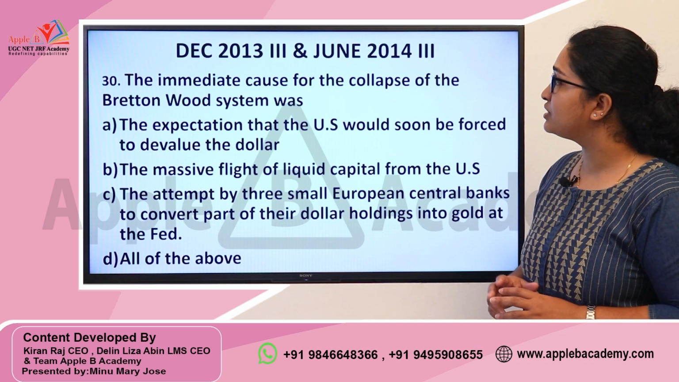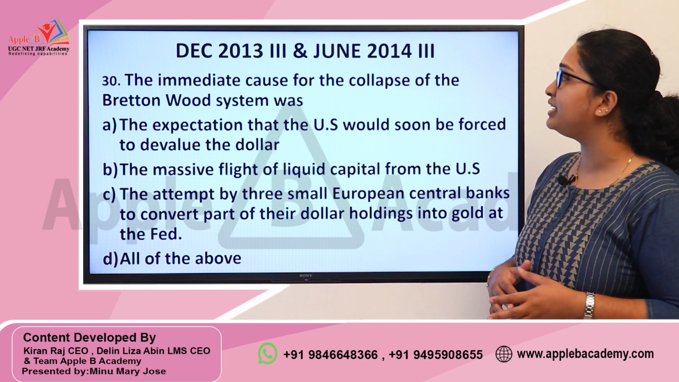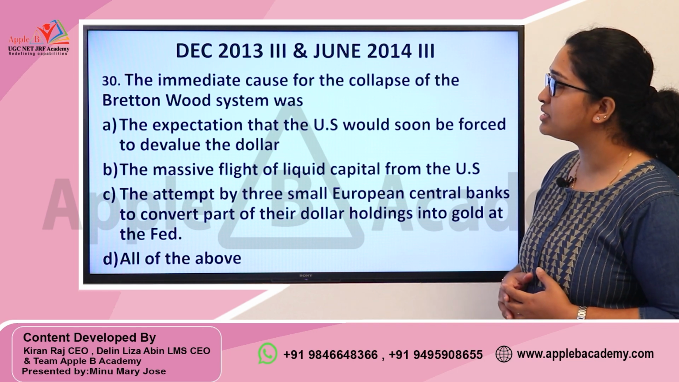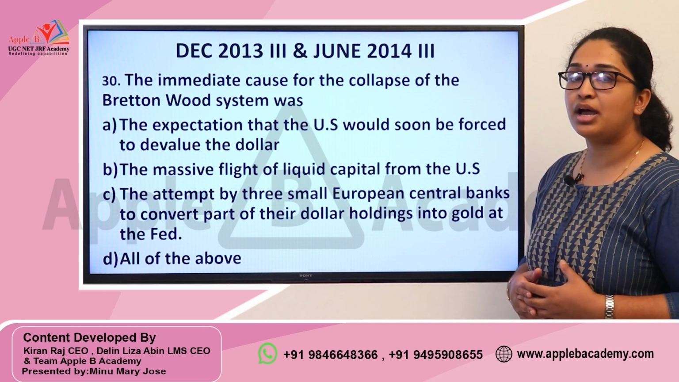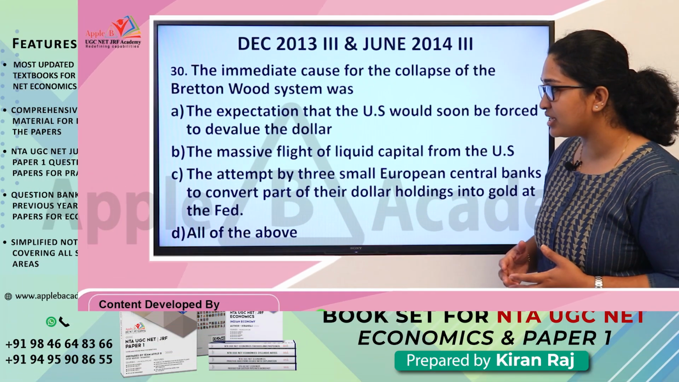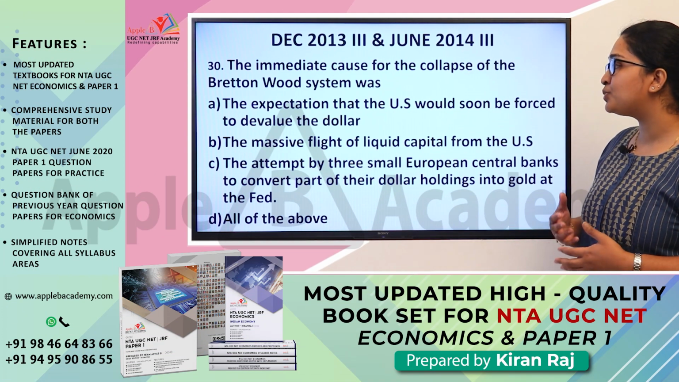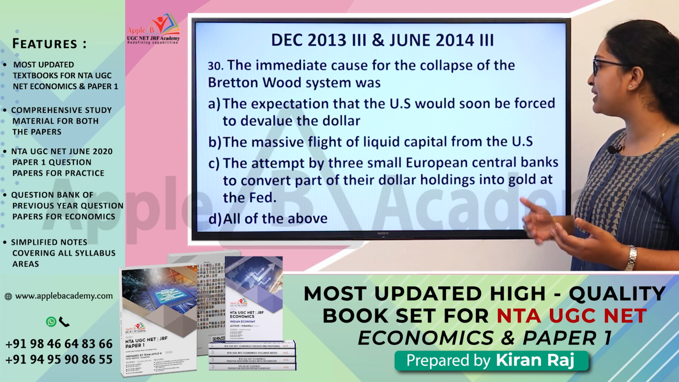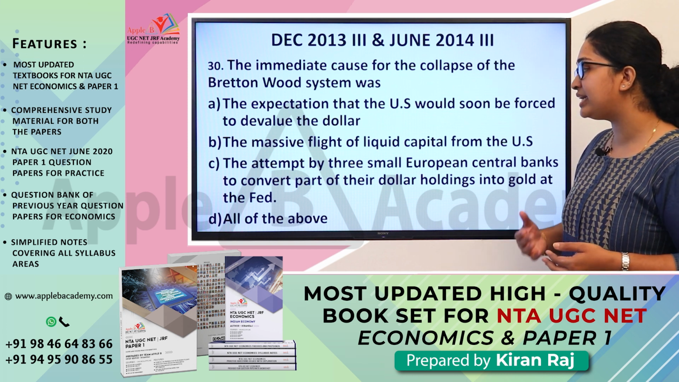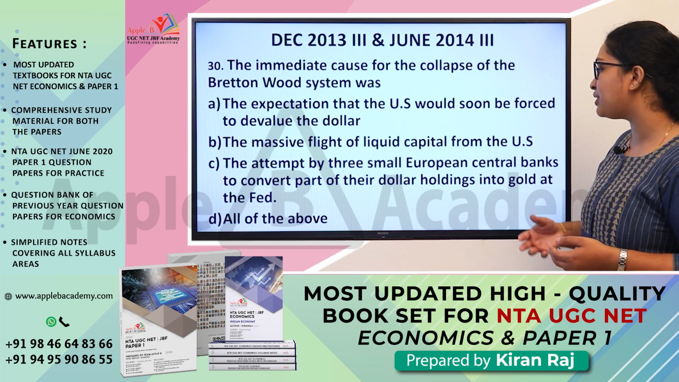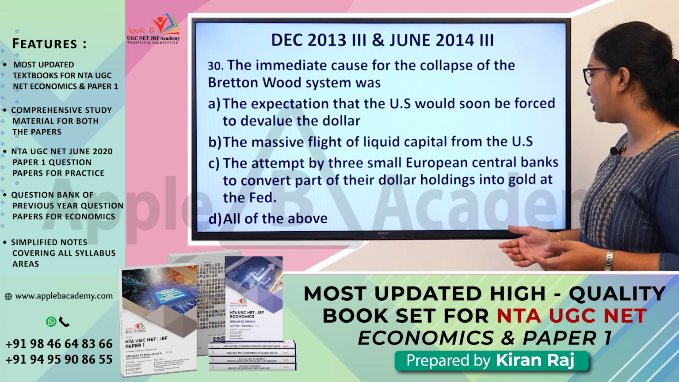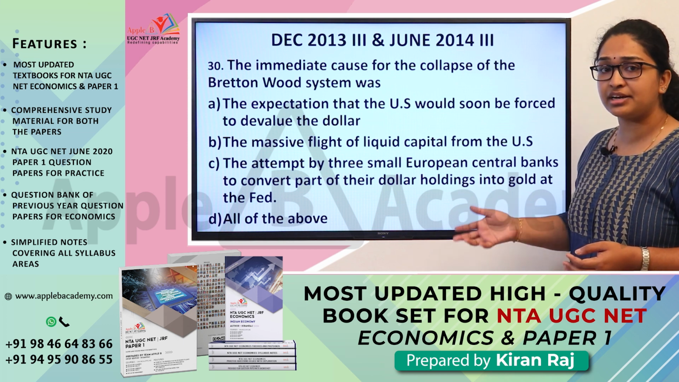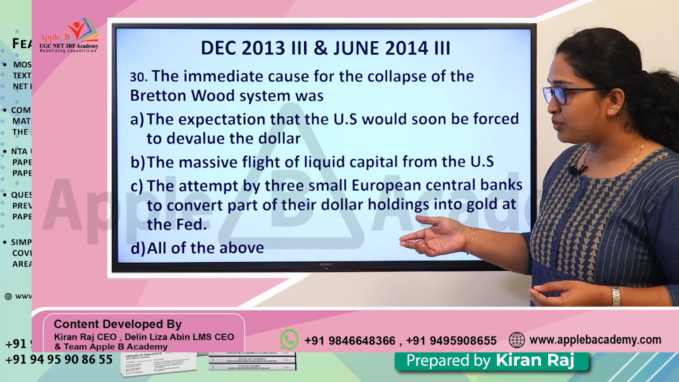Now the next question. This question is repeated in December 2013 as well as in June 2014, paper 3. The question is again about the Bretton Woods system. The immediate cause for the collapse of the Bretton Woods system was. There are several options given here. Option A, the expectation that the US would soon be forced to devalue the dollar, option B, the massive flight of liquid capital from the US, and option C, the attempt by the small European central bankers to convert part of their dollar holdings into gold at the Fed. Fed is the Federal Reserve, the Reserve Bank, the central bank of America, and option D is all of the above.